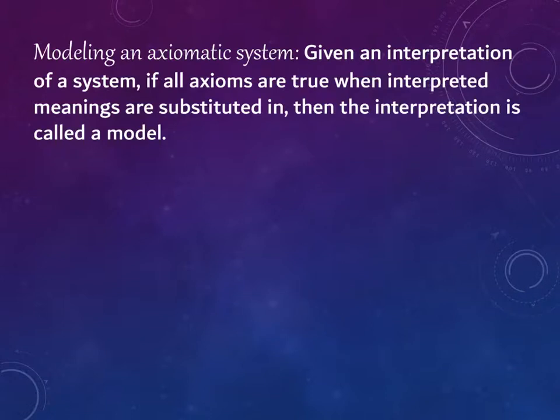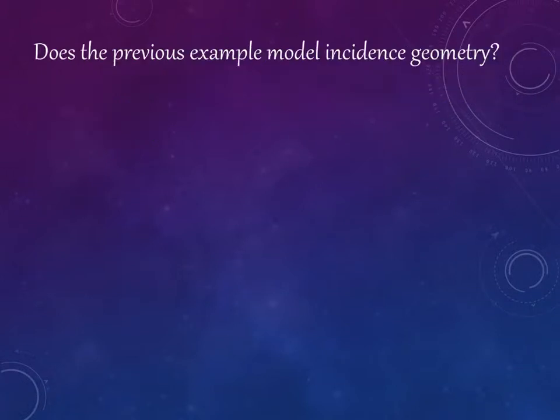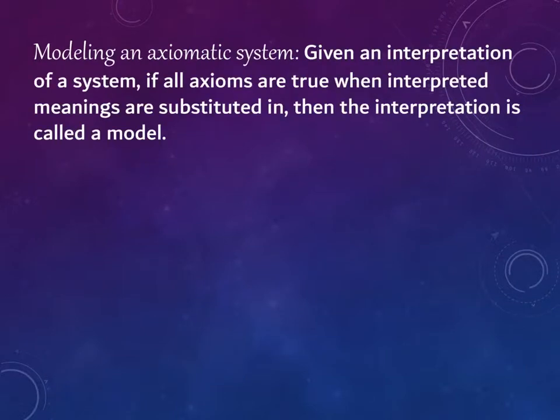So that's what we're going to do. We're going to check our three axioms with that interpretation. Points are you guys, your classifications are lines, and incidence means belongs to, to see if it works. So does the previous example model incidence geometry? Did I move too fast? Yeah. I'm sorry. I'll slow down.